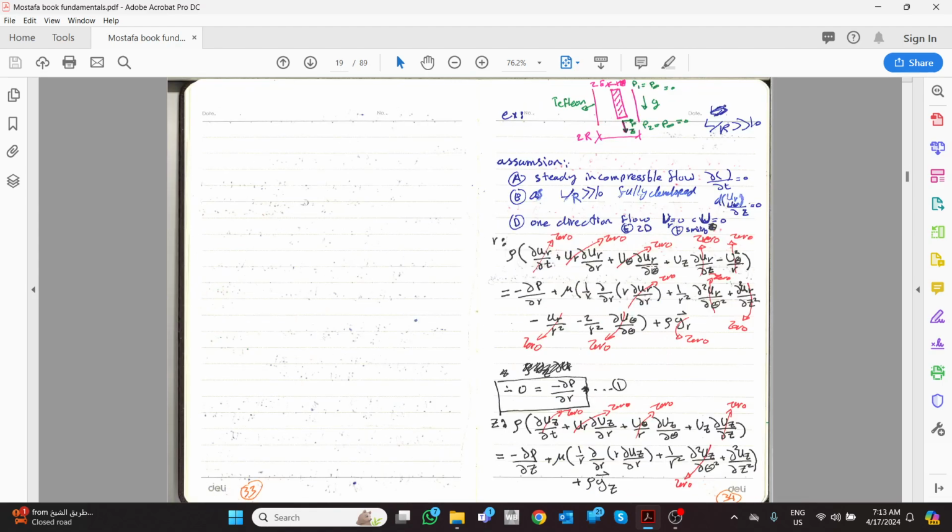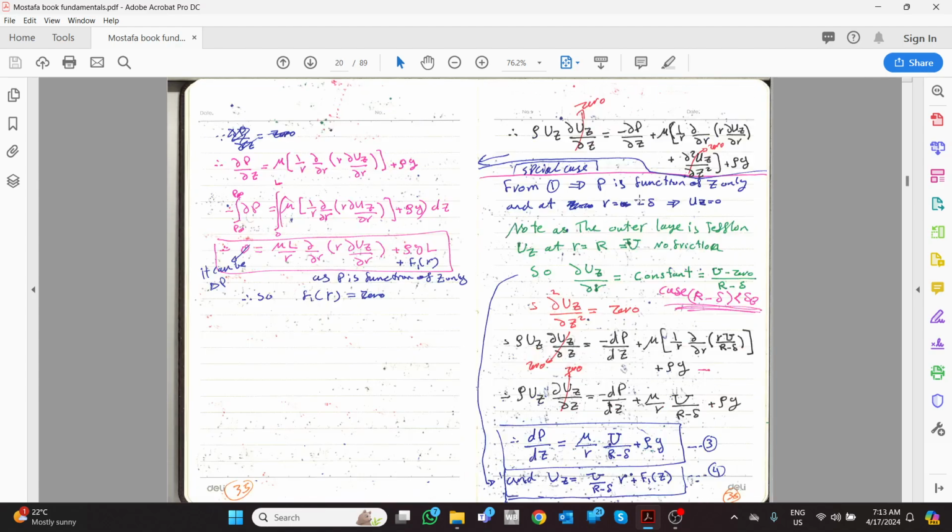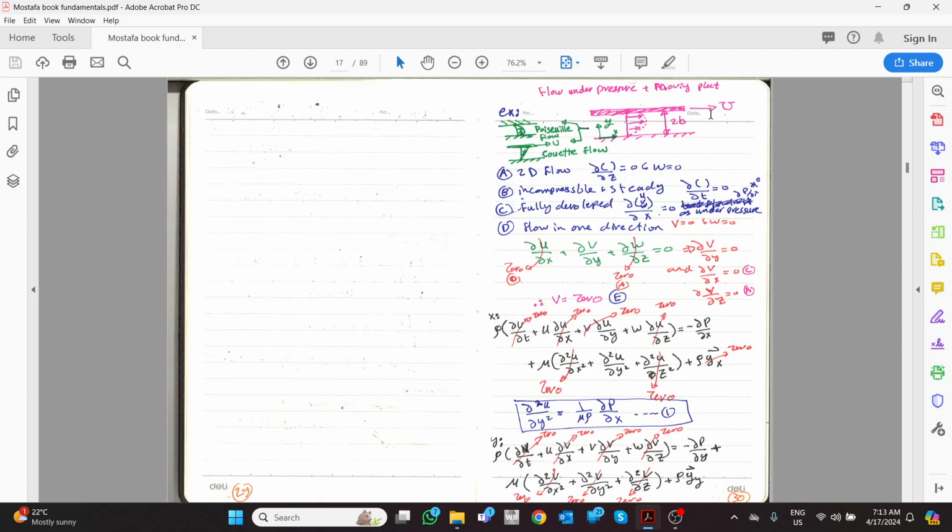This one is the most general one. Sometimes you don't have sufficient boundary conditions. For example, here you have a moving plate, so you know the velocity here, and here it is a fixed plate, so you know the velocity here, etc. So you know a lot of boundary conditions.